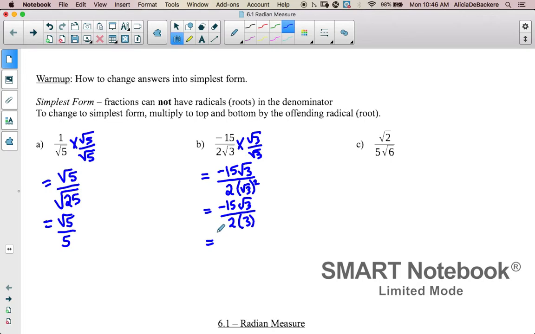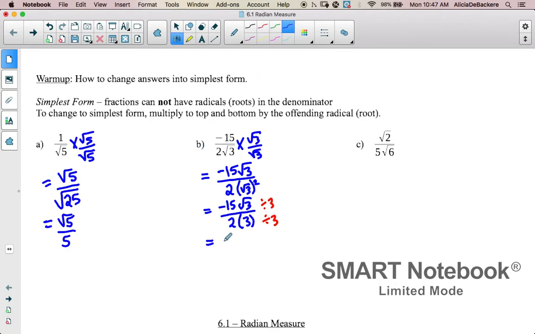Now, I also need to think about reducing this fraction to lowest terms. So what I've got here on top is 15, which I can also think about as 5 times 3. So there's a multiplier of 3 on top. And on the bottom, it's 2 times 3, so I have a multiplier of 3 on the bottom. So what I'm going to do is divide the top and the bottom of my fraction. I'm just reducing to lowest terms. So I'm going to divide the top by 3, and I'm going to divide the bottom by 3.